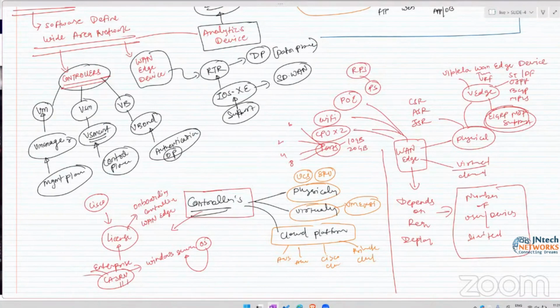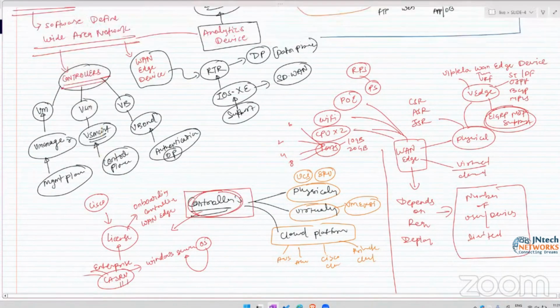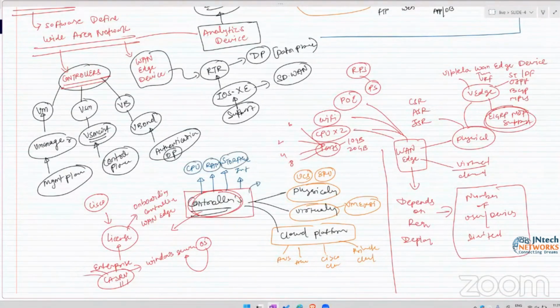Now, if you deploy these controllers, they will maintain your control plane, data plane, management plane, and service plane. The controller also has some CPU, RAM, storage, and interfaces information. Clear? Some other information is also available. So CPU, RAM, storage, and interfaces depend on your requirement. If you have a small network, you can use unlimited.